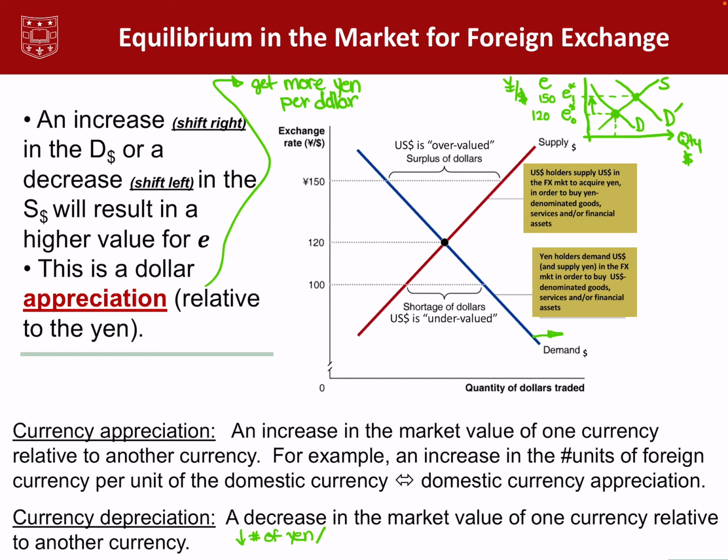So if the exchange rate went from, to be consistent with the picture up above, 120 yen per dollar to 100 yen per dollar, that would be an example of a depreciation of the dollar relative to the yen. Every $1 given up would obtain fewer yen.